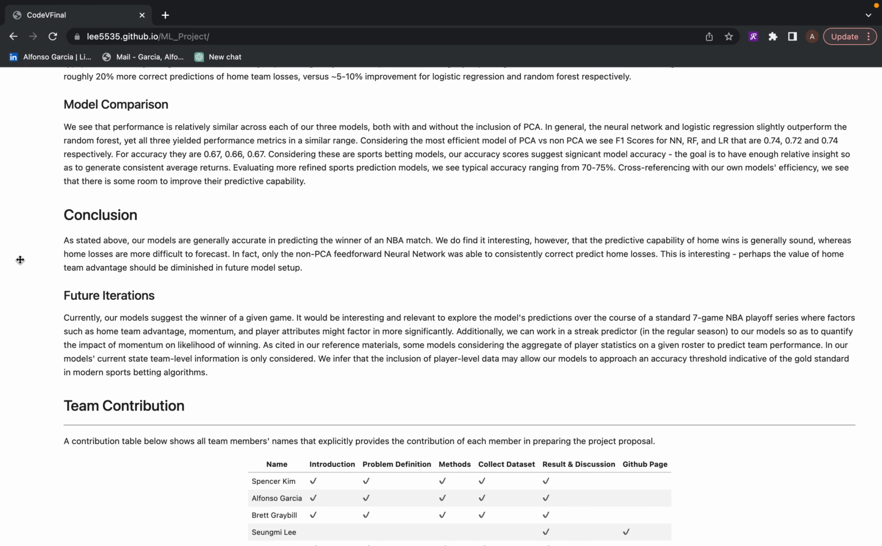And looking forward, we see opportunities to increase this by further weighting the value of home team advantage. The type 1 and type 2 errors of our model suggest that we may be incorrectly overweighting the value of a home team game taking place, as well as potentially incorporating momentum, such as the inclusion of a streak variable, as well as potentially factoring player attributes to our data set.